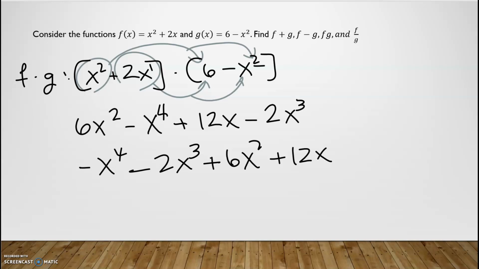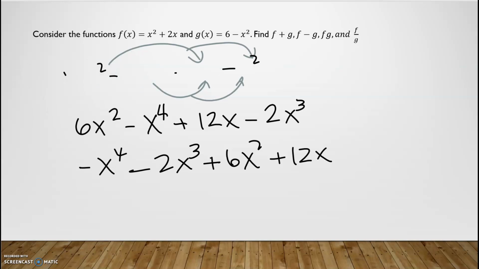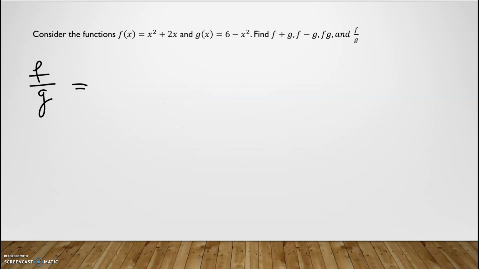Now let's look at f divided by g. So we're going to take the function f, so x squared plus 2x divided by g, which is 6 minus x squared. Now it doesn't look like I can cancel anything out, so that's going to be my final answer right there.